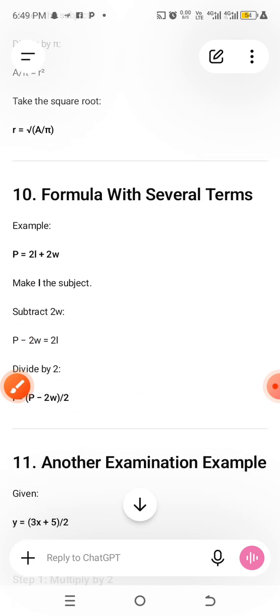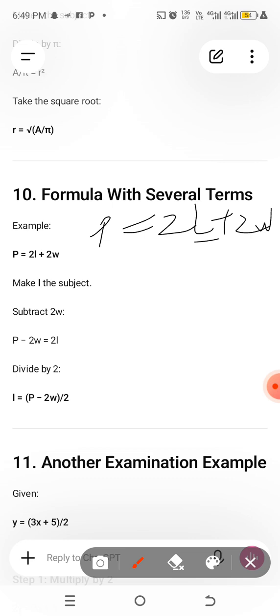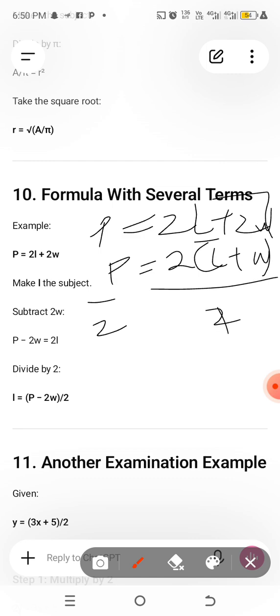Let's look at formula with several terms. If we have P equal to 2L plus 2W, and they ask you to make L the subject of the formula, what are you going to do? You divide both of them by 2, because you see that it's 2 that is in common, so you write 2 into L plus W. Do you understand? After then, you divide both sides by 2. The 2 here cancels the 2 here. That will be P over 2 equal to L plus W.